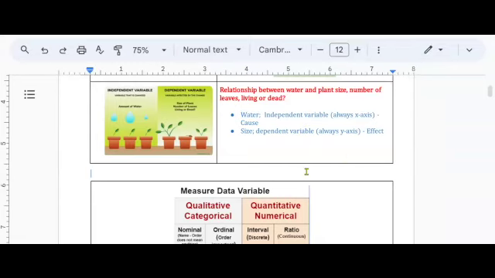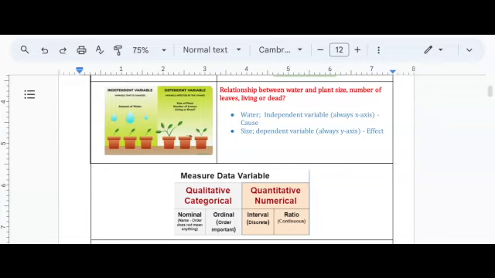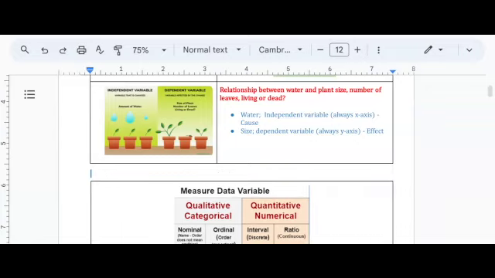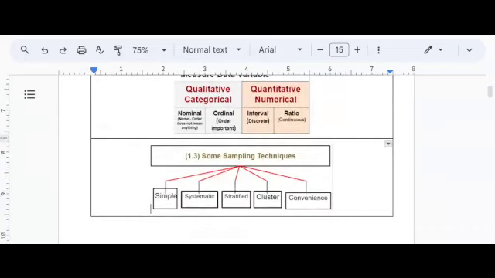Next topic we're going to be covering is the two types of data. We have qualitative and quantitative. Quantitative is numerical. Qualitative, another name for it is categorical. So they don't call it qualitative anymore. They call it categorical. Okay. And they are classified under two types. One is called nominal, and the other one is ordinal.